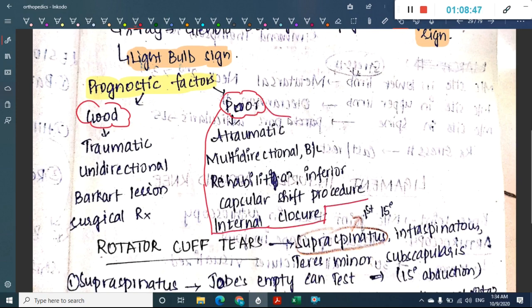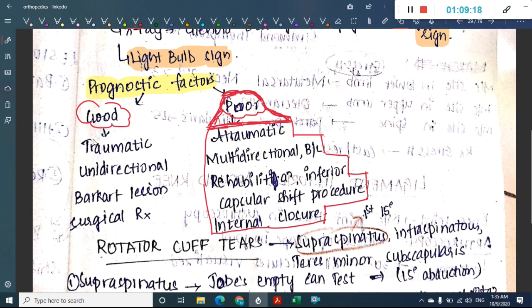What are they? If the dislocation is atraumatic, it is not due to trauma, and if it is multidirectional, not just one direction, and if it is bilateral, the shoulder dislocation is seen bilaterally, and if there is capsular split, or if there is internal closure, in such cases there is poor prognosis.